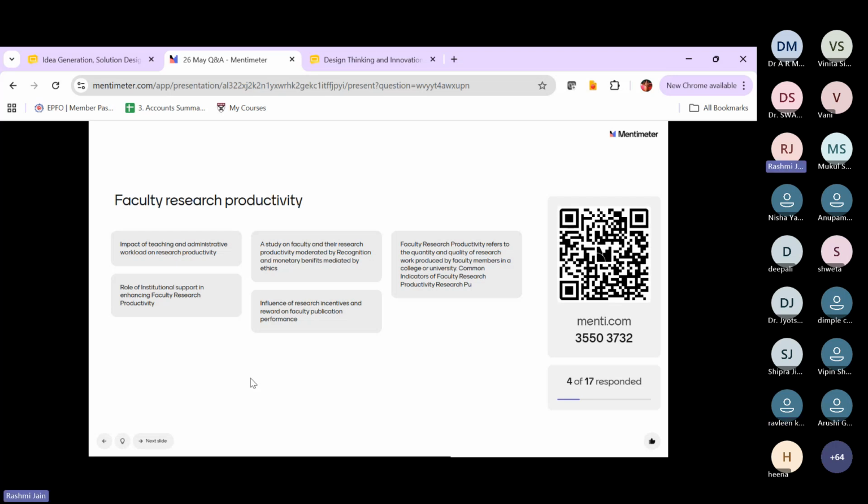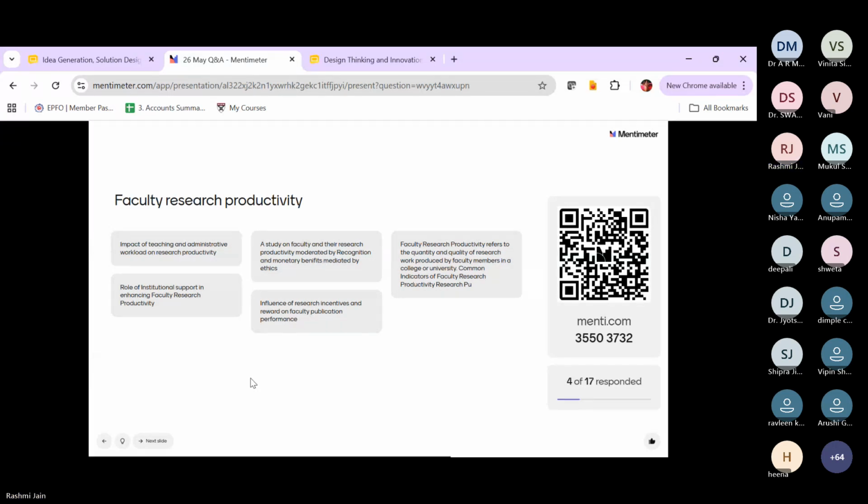Faculty research productivity refers to the quantity and quality of research work produced by faculty members in a college. Common indicators of... no, this is not going to work. Again, you have written the definition of what the question I asked. So that should not be the way you should be framing your problem.